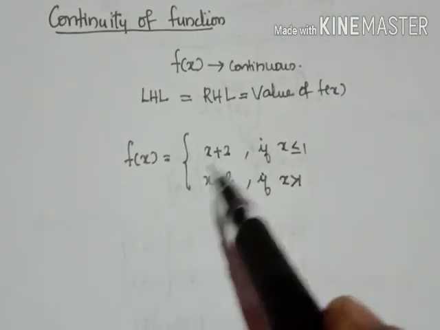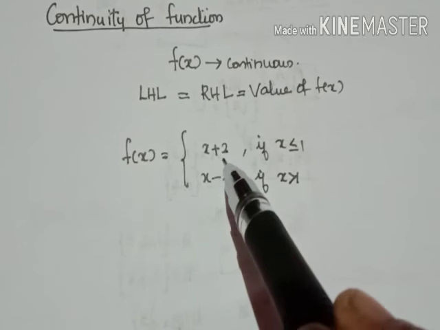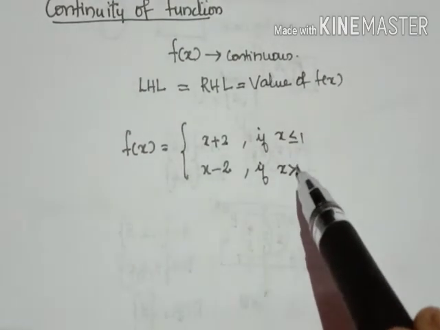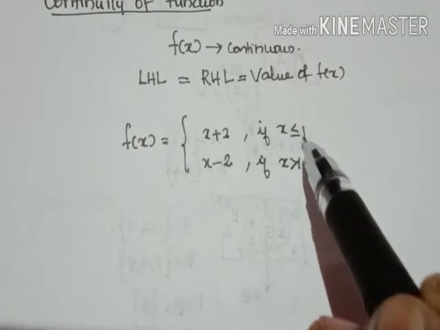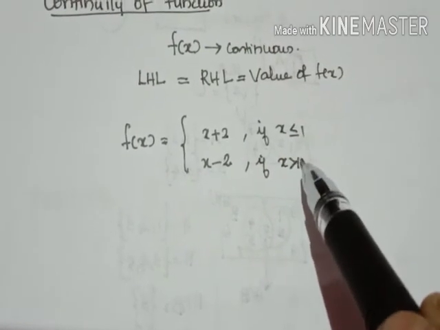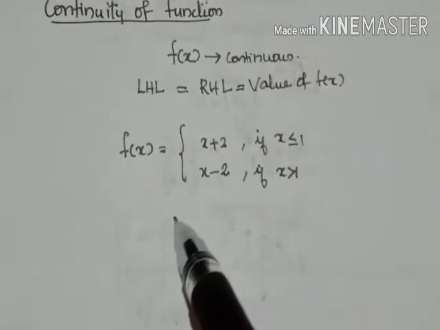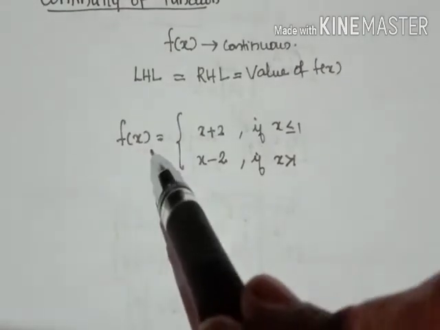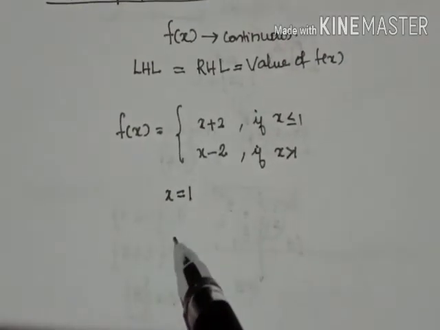Let's see whether this f of x is continuous or not at a point, and we want to determine what the point is. Look at this interval. What is the common number here? This is an easy method. What is the common number here? 1. So we have to check at the point x equal to 1 whether the function is continuous or not.